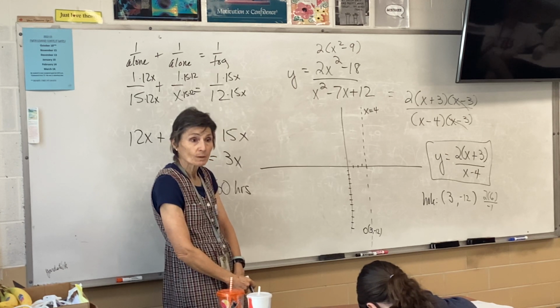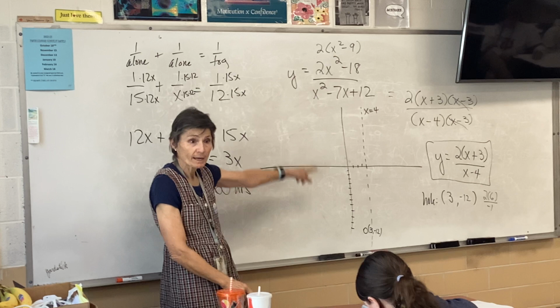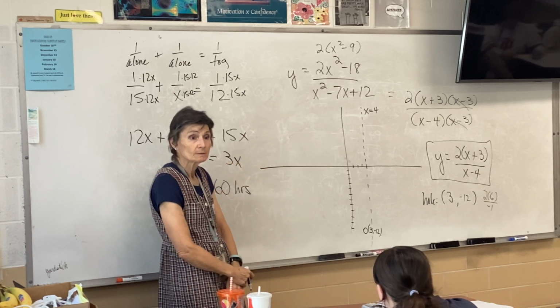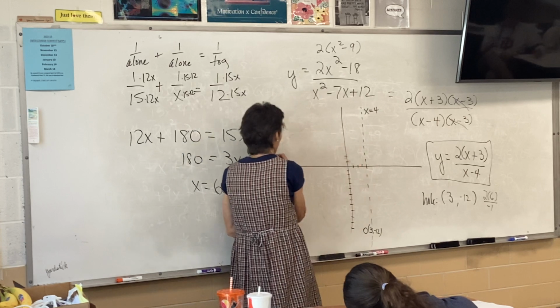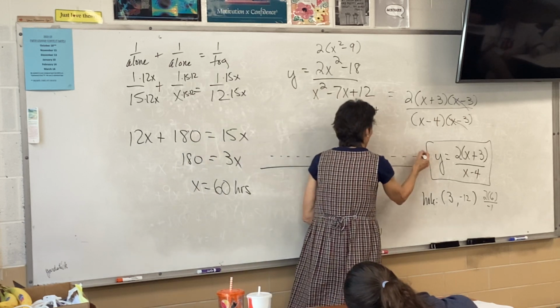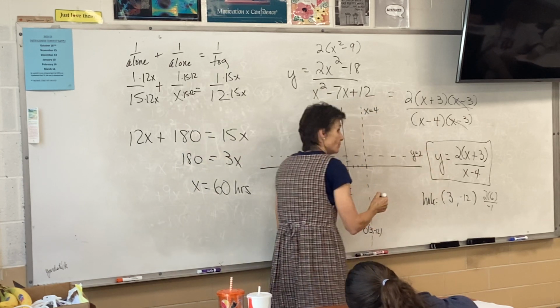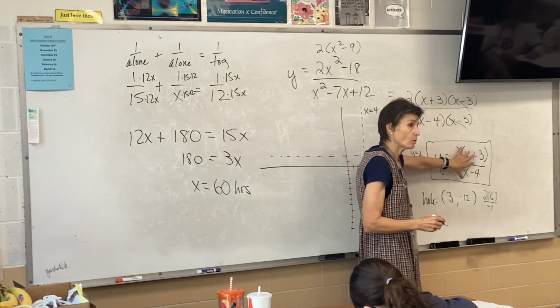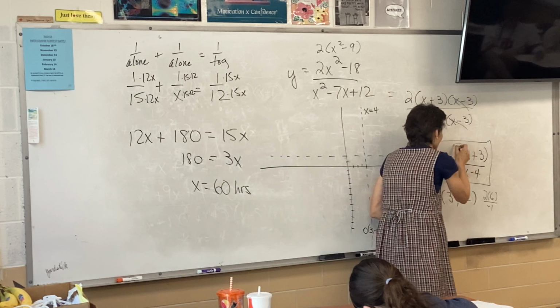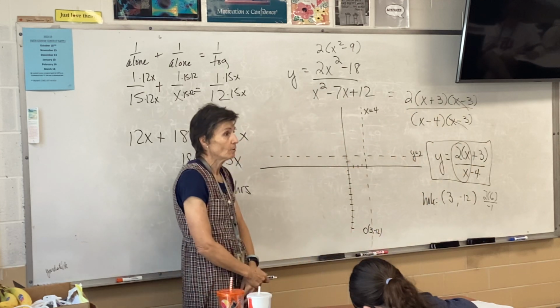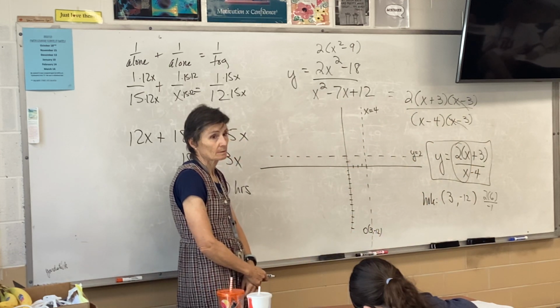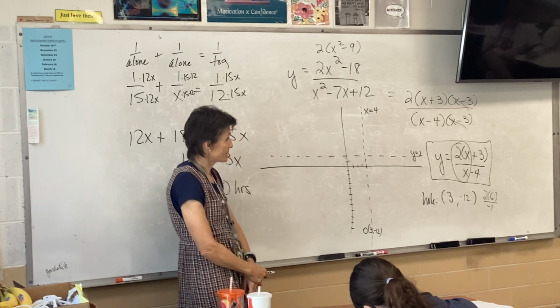What? The vertical. I already have a vertical asymptote up here. Oh, sorry, I mean horizontal. The horizontal asymptote is y equals 2. Why is it y equals 2? Because how do you get horizontals? You box them in, right? 2x over x. Okay, what else?